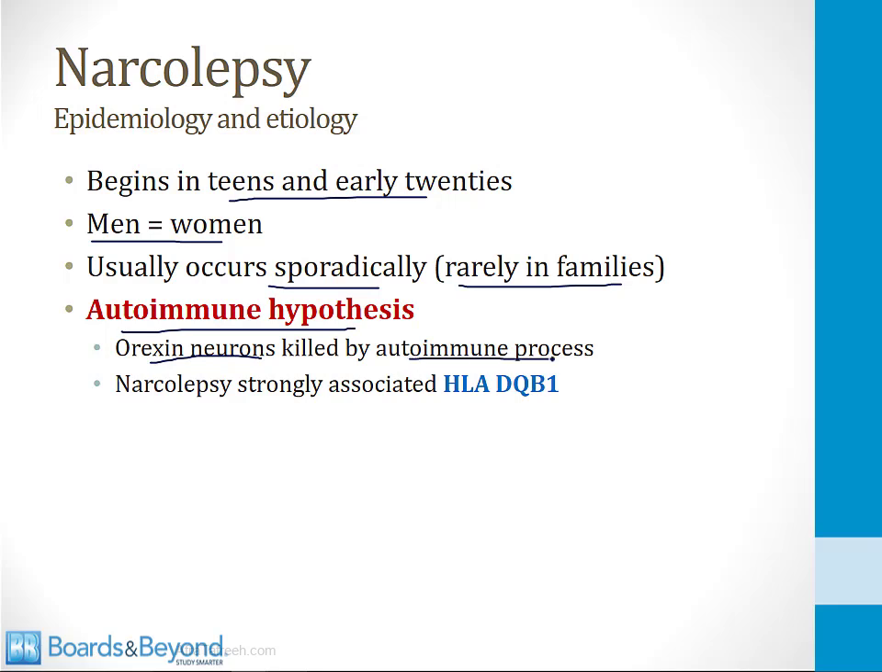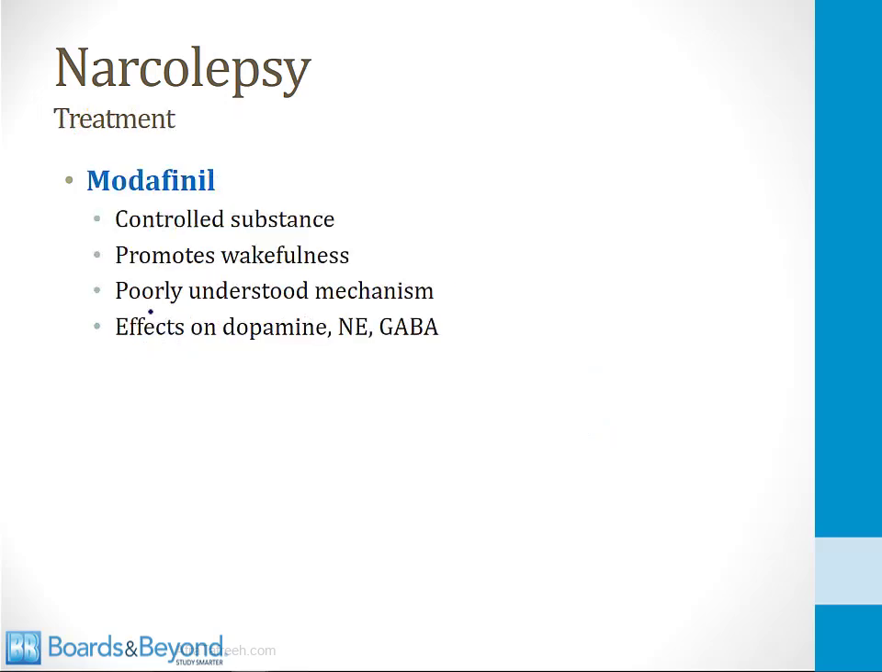And the reason for this hypothesis is because narcolepsy is strongly associated with the HLA subtype DQB1, and it's high yield to remember that. So because it's associated with this HLA type, many people hypothesize that there's an autoimmune underlying etiology. There are a couple of drug therapies used to treat narcolepsy.